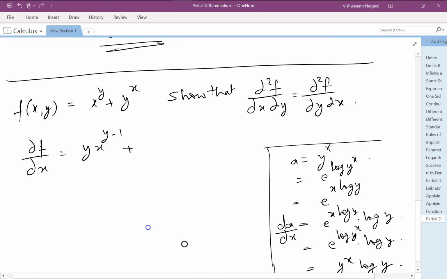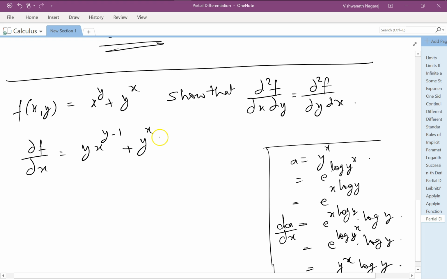So based on that, here y to the power of x, after differentiating, will become y to the power of x log y. Dou f by dou y is equal to what? Same thing in the other direction. Here x will be constant, so x to the power of y log x plus x y to the power of x minus 1.